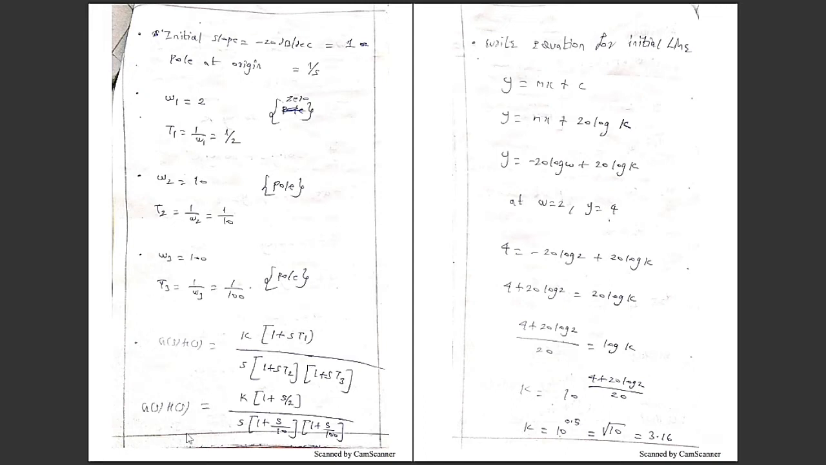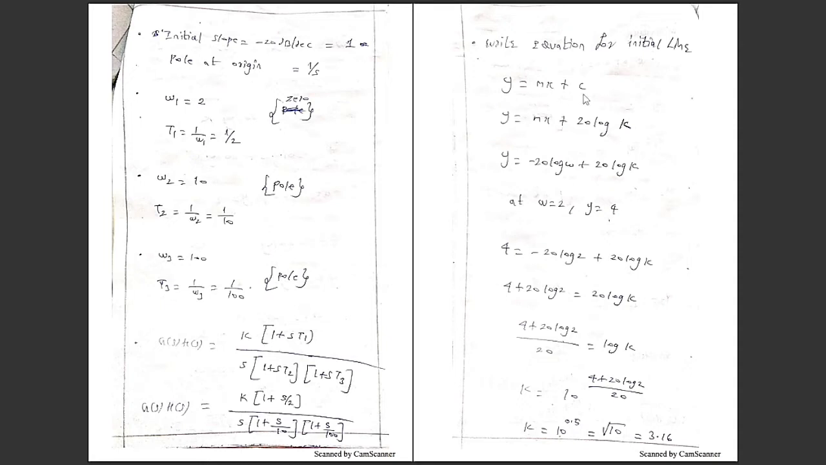So this is the G(s)H(s) in standard, which is called the time constant format. So this is what you are going to get. Now we have to know what is the value of K. If you want to know the value of K, you have to write the equation for the initial line, which is y is equal to mx plus c. C is always equal to 20 log K.